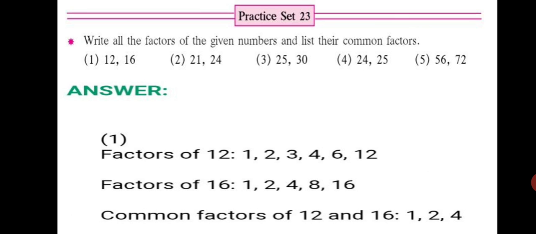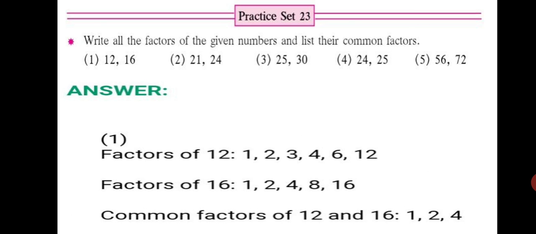You can write 12 ones are 12, then 2 into which number? 2 into 6 gives you 12. So all this rough work you can do and then list them properly. 2 6s are 12, 3 4s are 12. And that's it. You got all the factors. So factors of 12 are 1, 2, 3, 4, 6, 12. After writing all the possible multiplications in the rough, you can list the factors of 12 from 1 to 12. Similarly, factors of 16. 1 into 16 gives 16, 2 into 8 and 4 into 4.